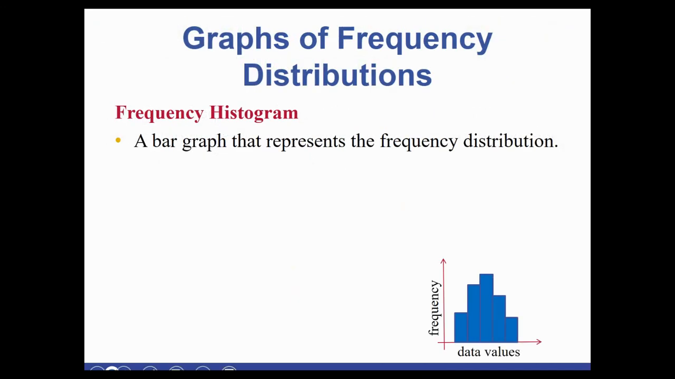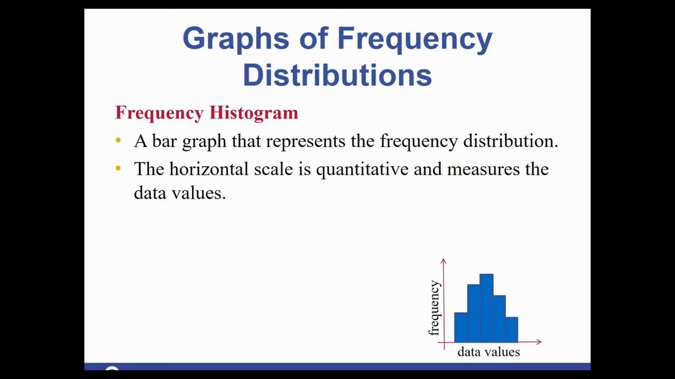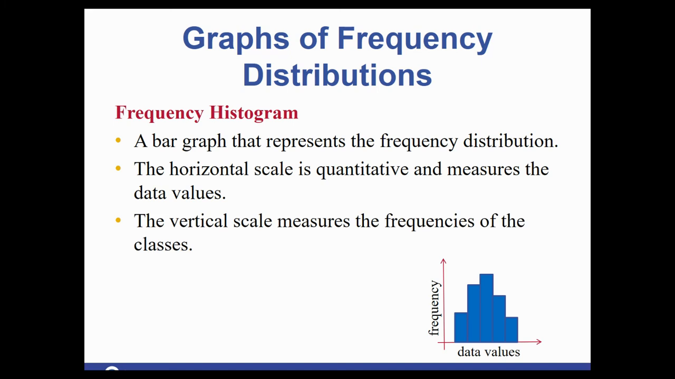So once you've got a frequency distribution, you can make a couple different graphs with it, one of which is a frequency histogram. It's a bar graph that represents your data and your frequencies. The horizontal scale is quantitative and measures those data values, or your classes and your bins. The vertical scale measures the frequencies of those classes. Most importantly, all of these bars must touch. There's no gap in between the bars.